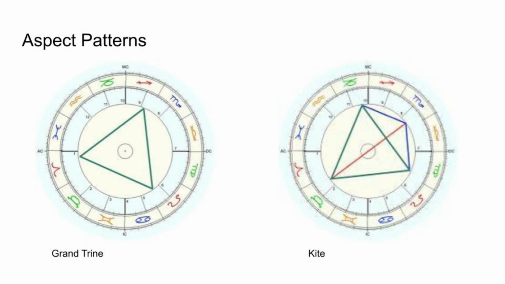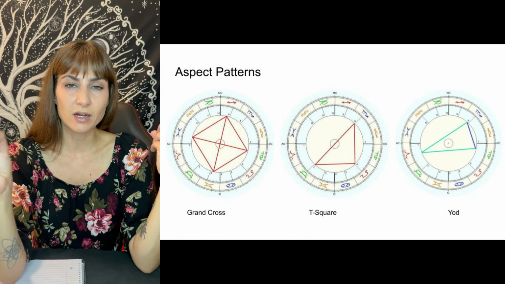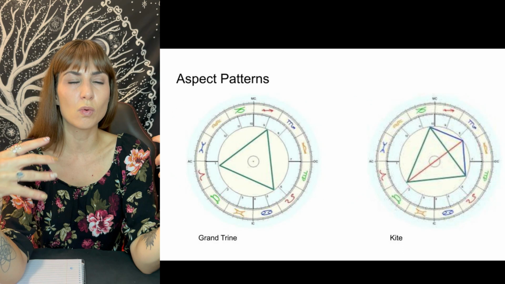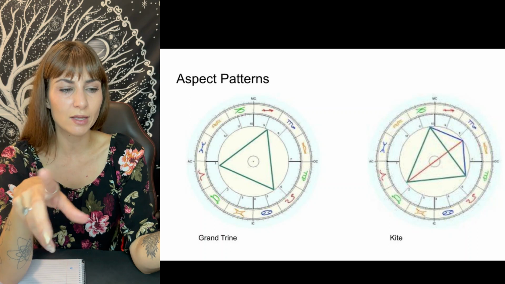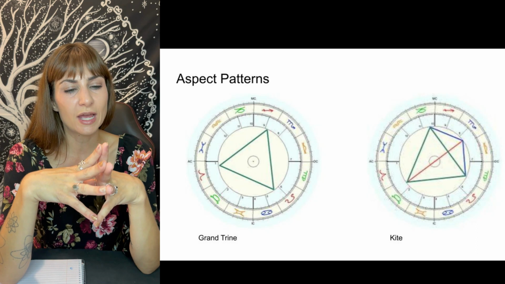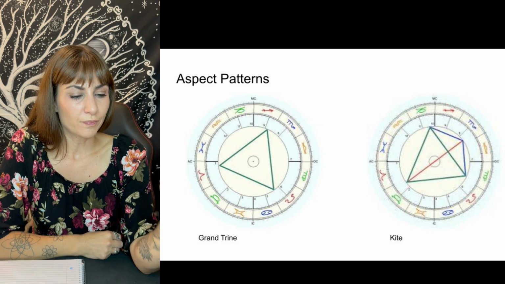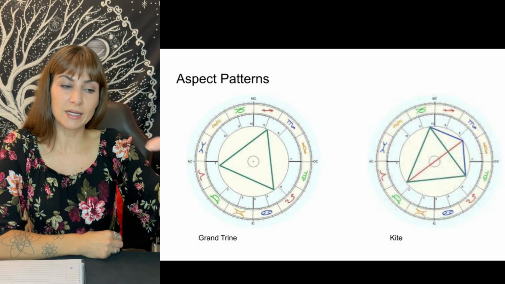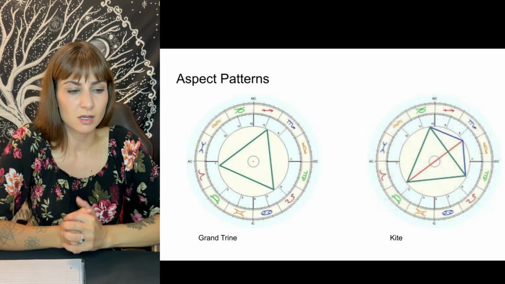Okay, so we'll talk about aspect patterns. Now, here's the thing. I did include this in the curriculum. We are not going to go into this too much because it is very, very complicated, and I don't want to dump too much on you. When I say complicated, I don't think it's complicated to understand what they are. I think it's complicated to start interpreting them, because we have to take every part of that aspect pattern into account. So here, the first one you have is a grand trine. It is literally a trine between 3 different planets or contact placements.